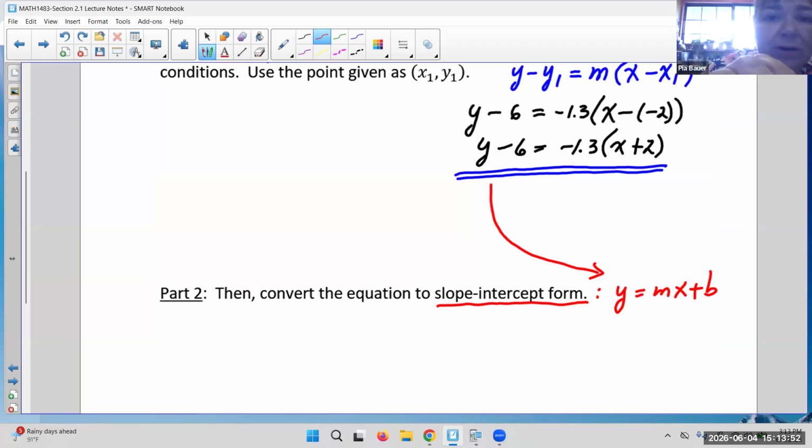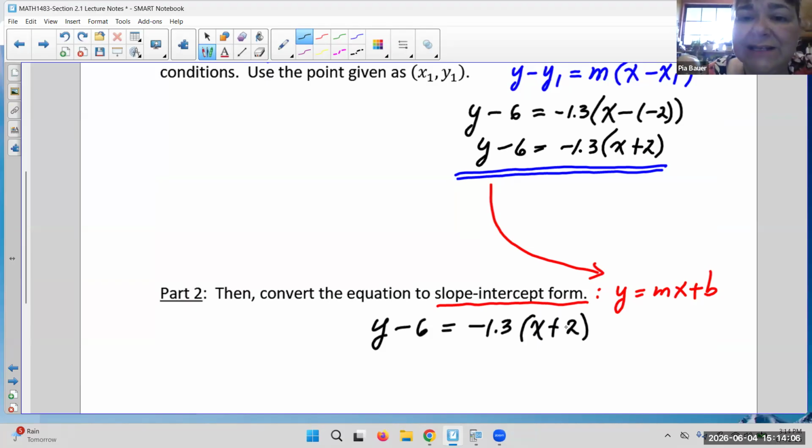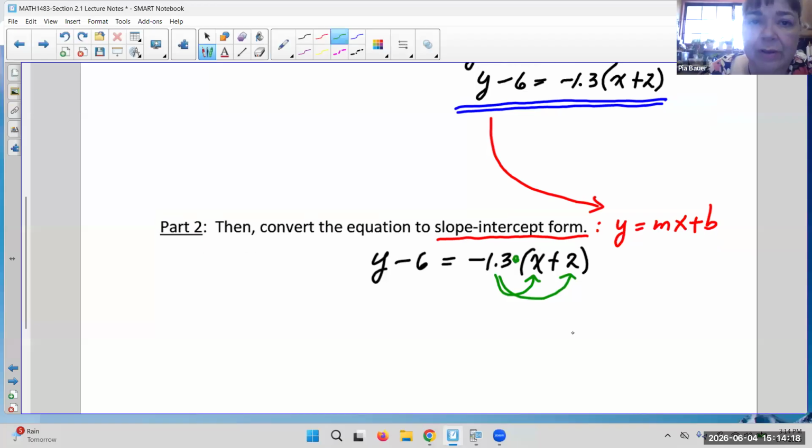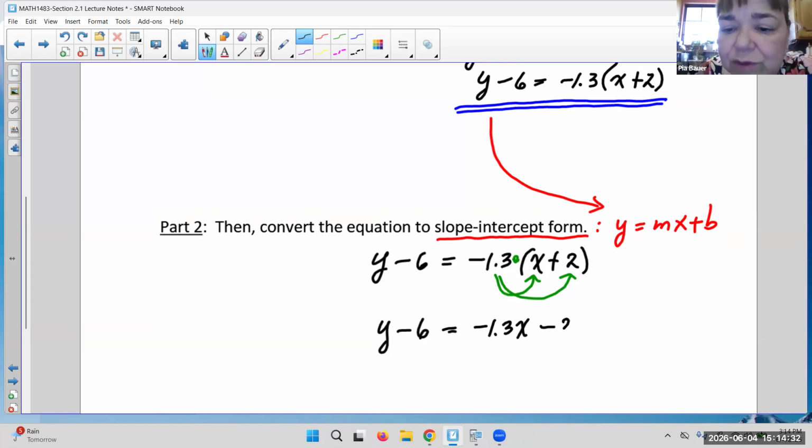So what it really boils down to here is some algebra steps, because we're going to need to, first of all, distribute that negative 1.3. This is a multiplication. So you're going to multiply negative 1.3 times x and negative 1.3 times 2. Meanwhile, I'm going to bring the y minus 6 here. So negative 1.3 times x will give me a negative 1.3x. Negative 1.3 times 2 will give me negative 2.6.